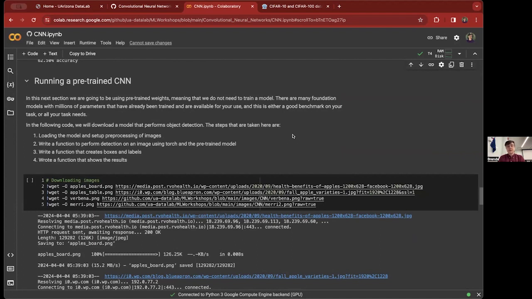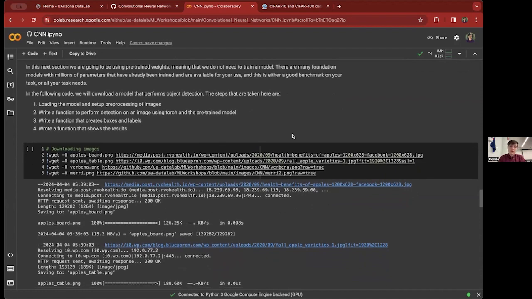So there are a lot of foundation models at this point that you can just download. They have millions of parameters. They've already been trained, so all of the really intensive GPU work for training them has been completely done. And these are just available for your use. So these are either a good benchmark for what you would want to be able to achieve, or probably just all that you need.